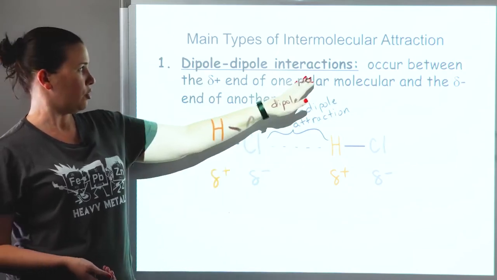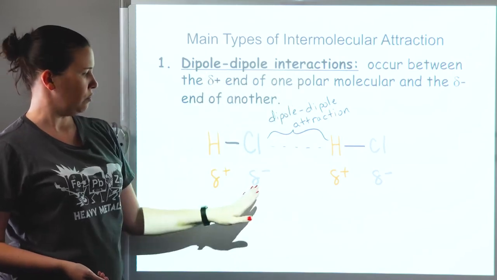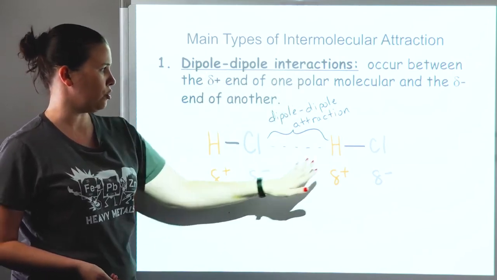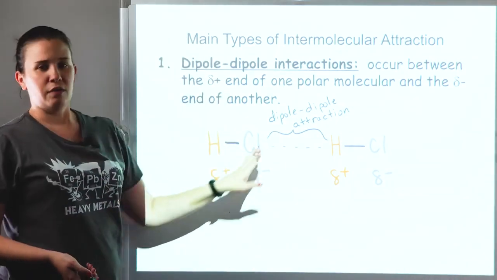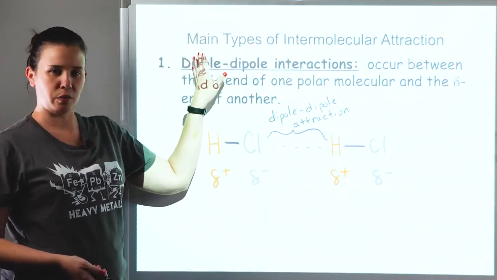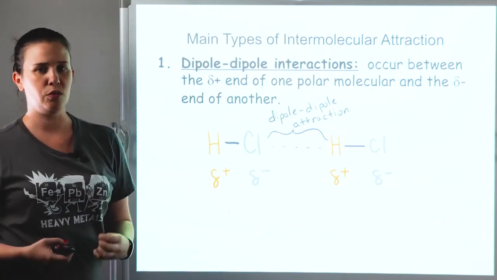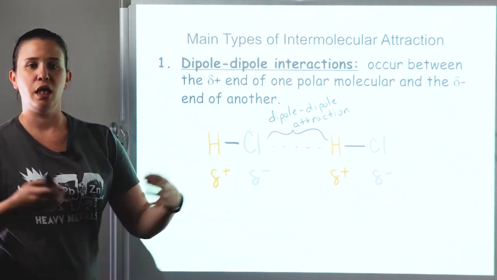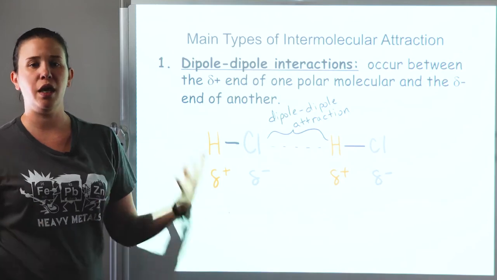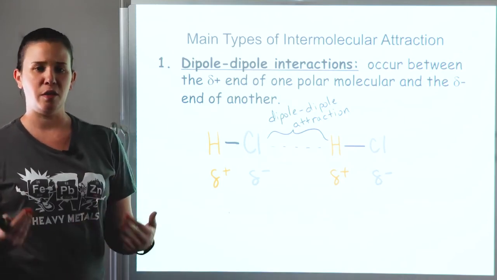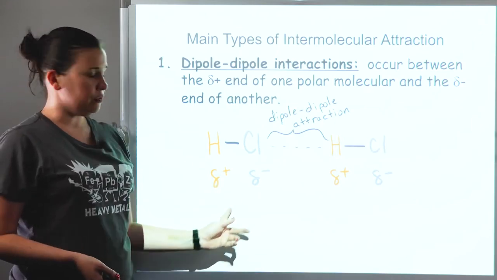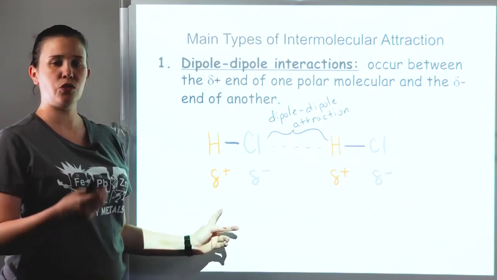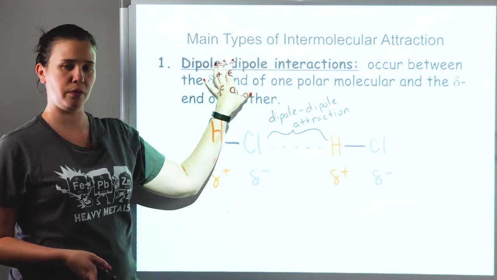So this would be an interaction between two polar molecules. For example, this chlorine's partial charge being attracted to this hydrogen's partial charge. Whenever that happens, we call that a dipole-dipole interaction. There would be an attraction between those two separate molecules. If you had non-polar molecules, you would not have a dipole-dipole interaction. Now, the greater the difference in these partial charges, the stronger this type of interaction would be.